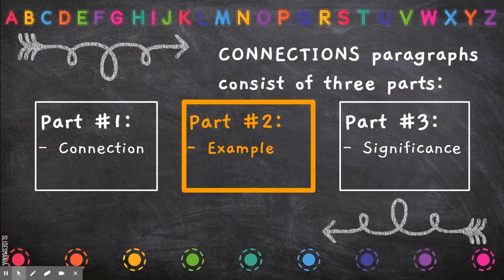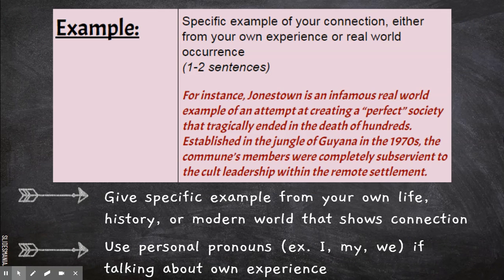All right, let's look at the example part. Here's where you give a specific example that shows your connection, either from your own life, history, or the modern world. So in my own example right here, you see that I bring up the infamous real world example of a failed utopian experiment called Jonestown back in the 1970s in Guyana. Notice here that it's a specific example from your own life or the world around you, and you do not need to give any text evidence. You do not need to give a quotation. You are the evidence.